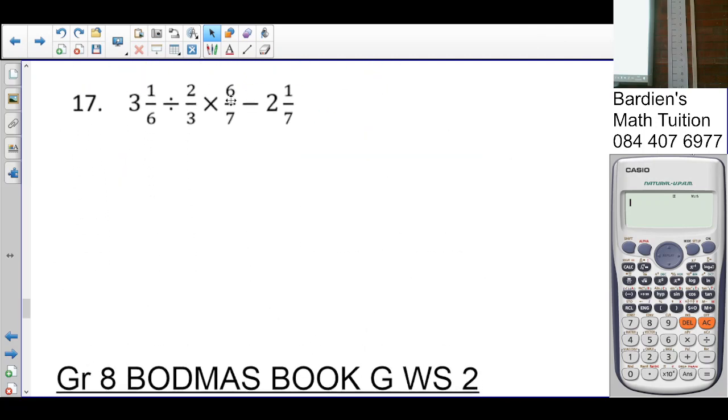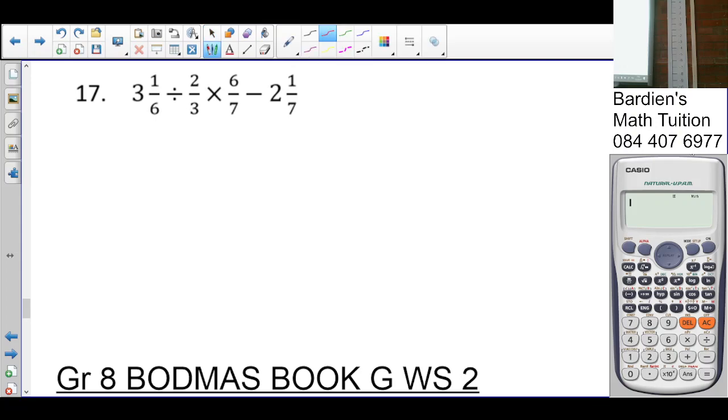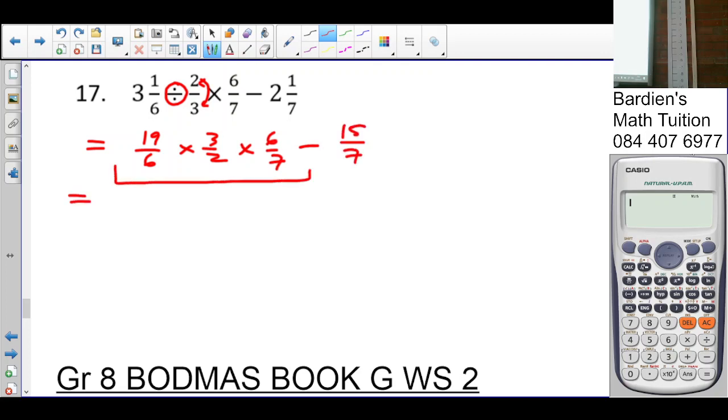Number 17. Again, we're going to change the improper fraction first. So it's going to be 18 plus 1 is 19 over 6 divided by, can change to multiplication. We tumble and times. If that was a mixed fraction, I would have first changed it to an improper fraction and then tumble and times. Okay? So it's going to give me 3 over 2 multiplied by 6 over 7 minus, that's going to give us 15 over 7. So what needs to be done first is the multiplication. So we first simplify before we multiply.